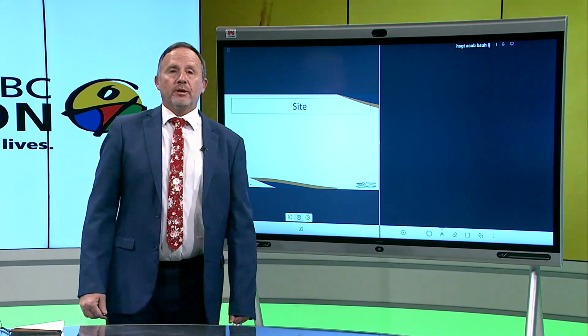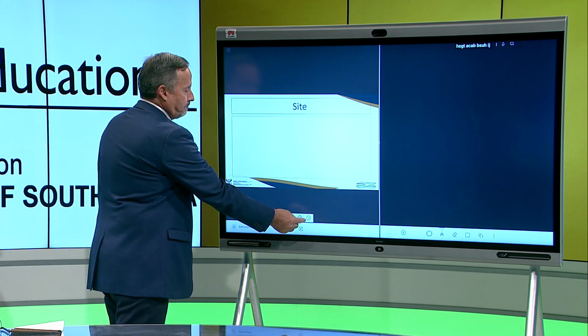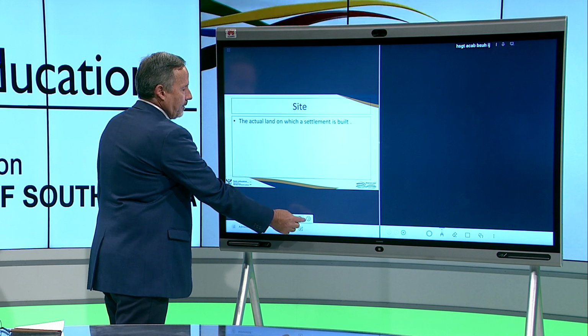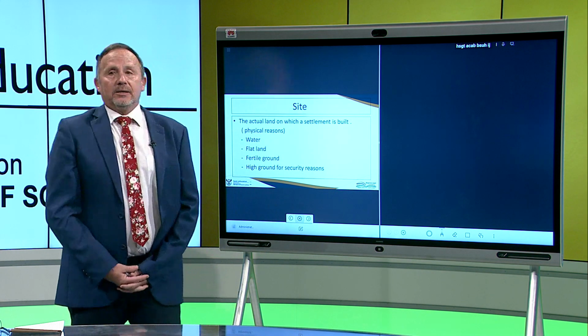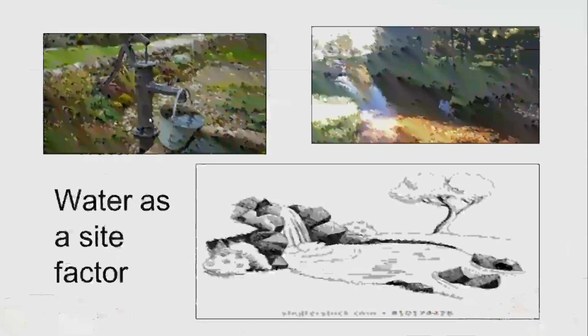Two very important definitions here. The one is the term site, and this particular site factor is the reason why people settle somewhere. The key word here is physical. It's the decision, the choice people make to live somewhere. It is absolutely important. I will be going through the three main points of site, namely water, flat land, fertile ground, and high ground for security reasons.